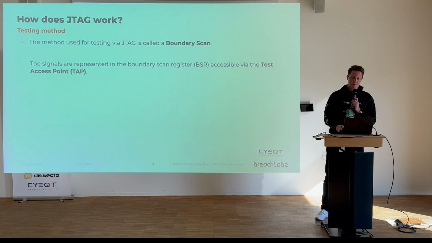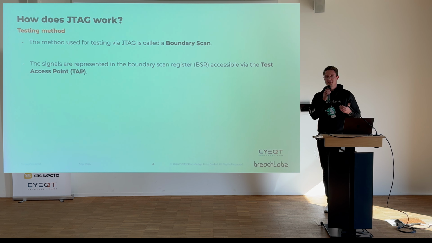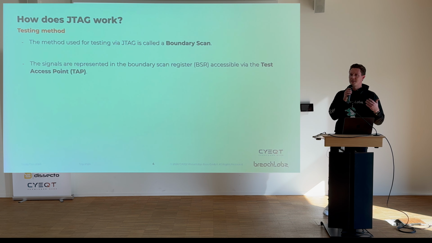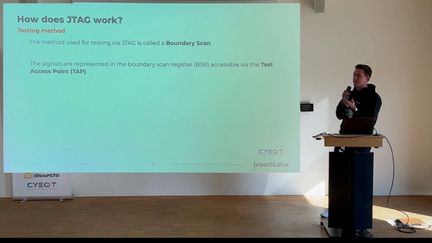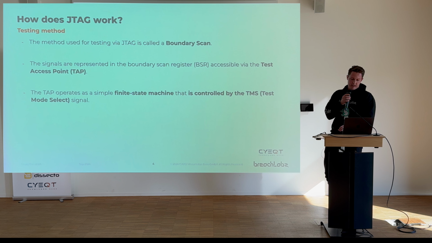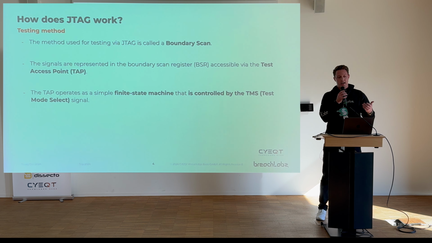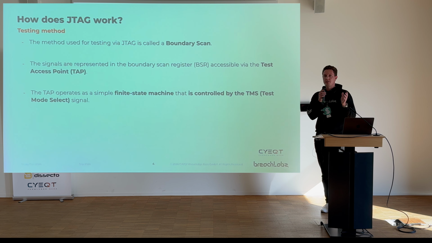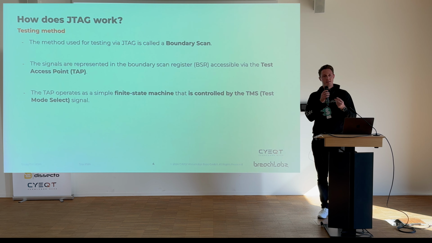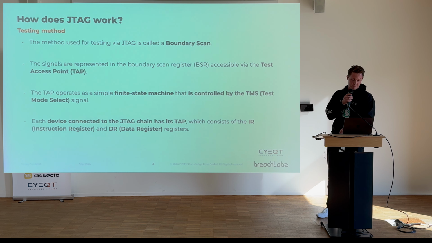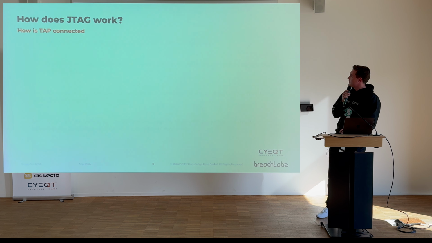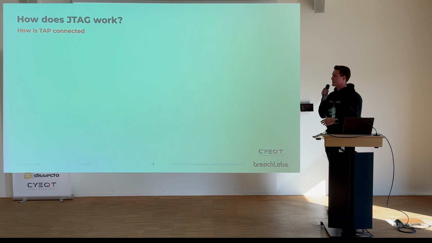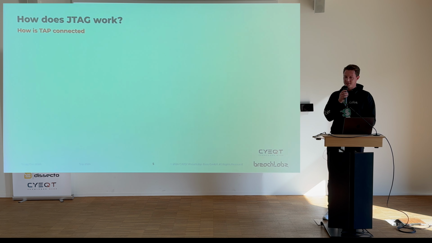Every JTAG device that you look at has one or more TAP controllers, and TAP stands for Test Access Point. At the end of the day, TAP is a finite state machine, controlled just by transitions within the state machine and two different sorts of registers: an instruction register and a data register. You can interrupt me at any point if you have any questions, because the idea of this talk is to demystify a little bit of what happens with JTAG.